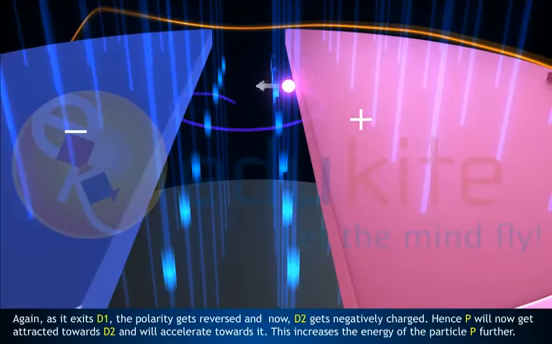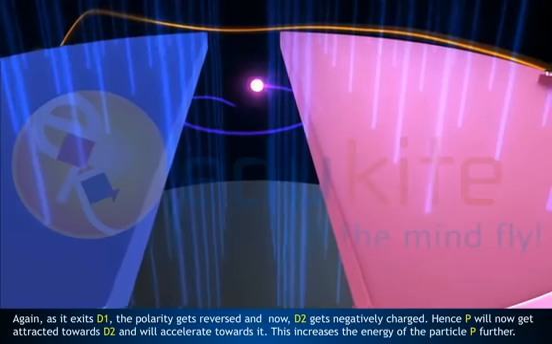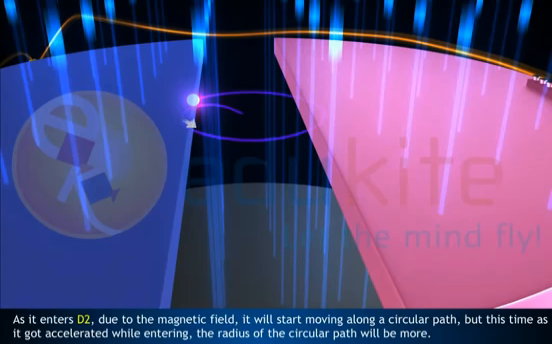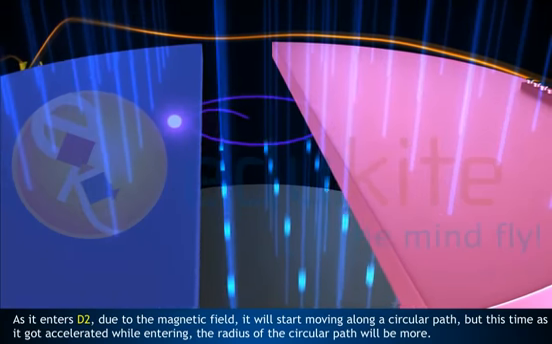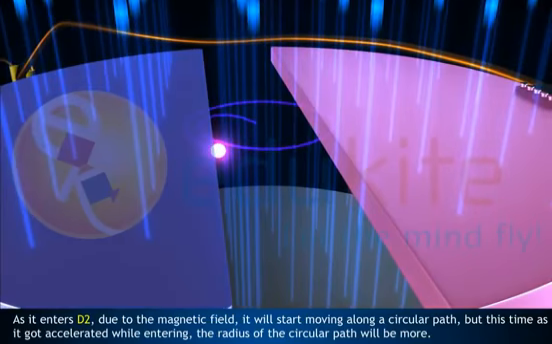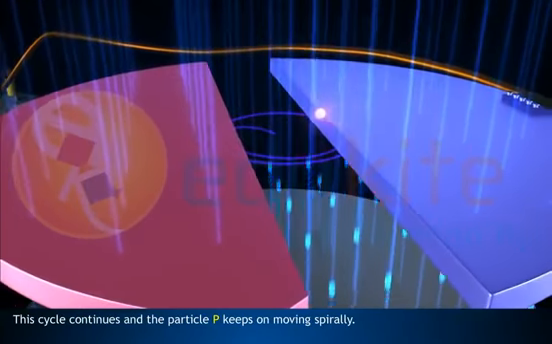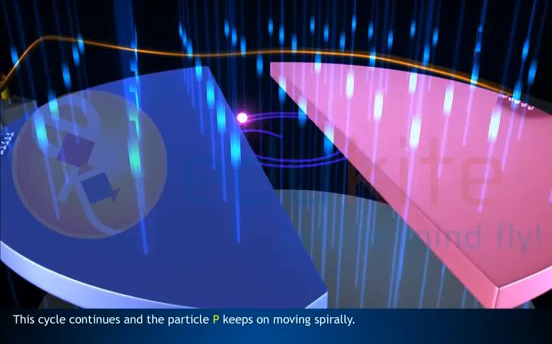Again, as it exits D1, the polarity gets reversed, and now D2 gets negatively charged. Hence, P will now get attracted towards D2 and will accelerate towards it. This increases the energy of the particle P further. As it enters D2 due to the magnetic field, it will start moving along a circular path. But this time, as it got accelerated while entering, the radius of the circular path will be more. This cycle continues and the particle P keeps on moving spirally.